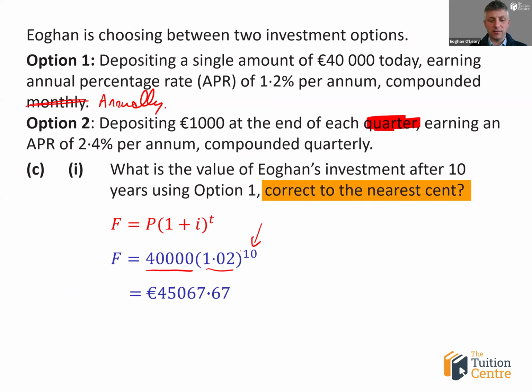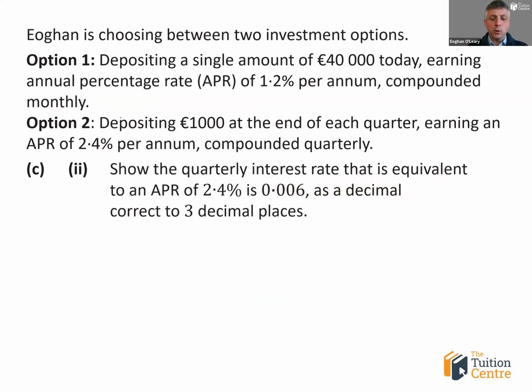And so that's correct to the nearest cent. Okay, so another 10 marks for that. And again, if you understand it, it's merely subbing into a compound interest formula. And of course, it did say annually in the exam paper. Okay, show that the quarterly rate of interest that's equivalent to an APR of 2.4% is 0.006 as a decimal, correct to 3 decimal places.